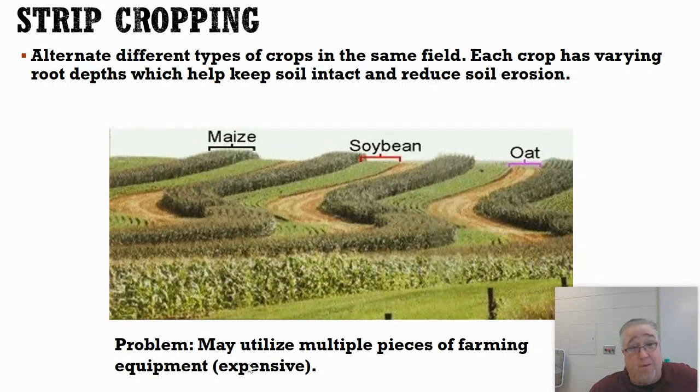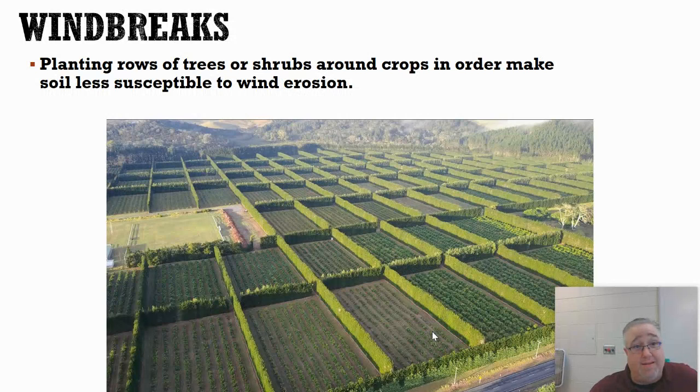The problem with this is you're growing multiple crops. You need multiple pieces of equipment, maybe multiple types of pesticides and chemicals. So that could get expensive after a while. So that's one downfall to that.